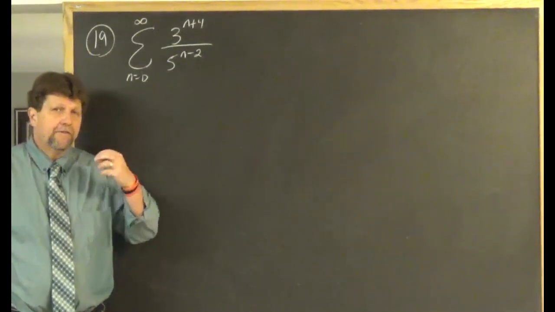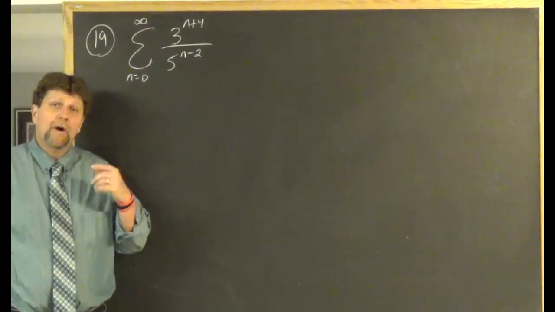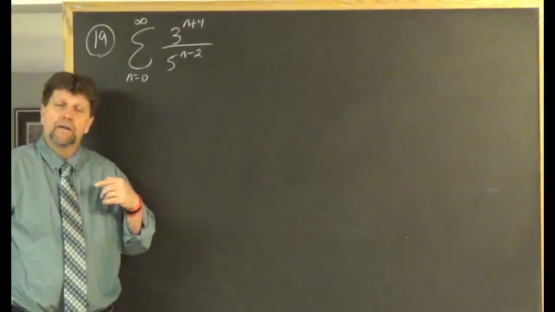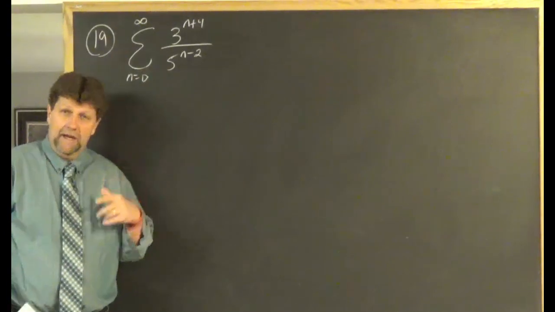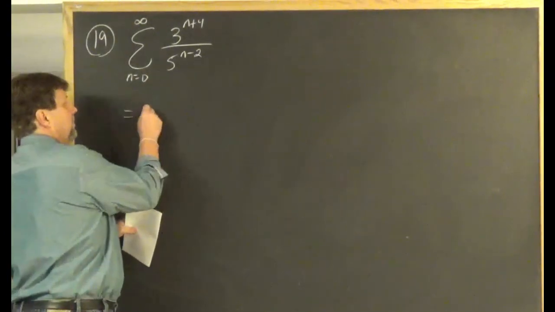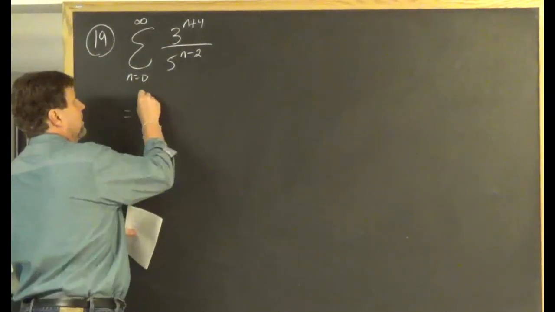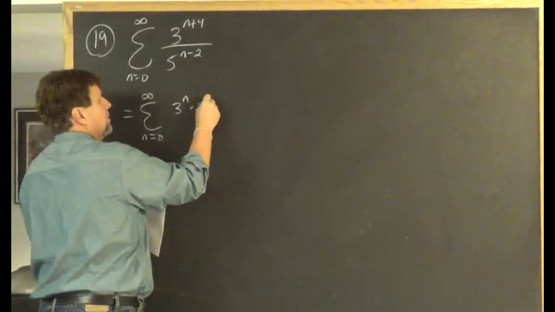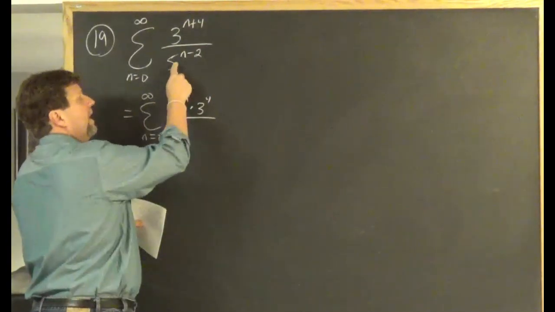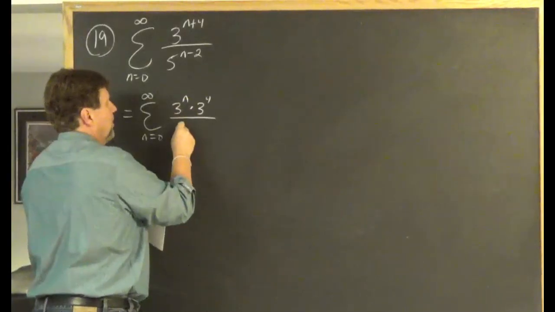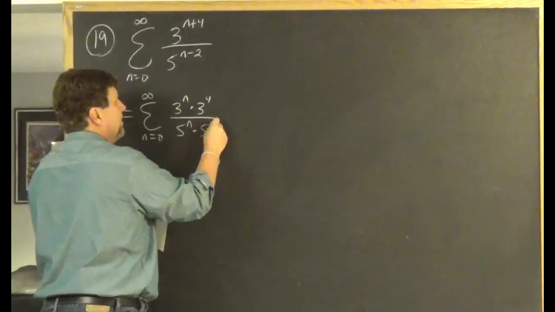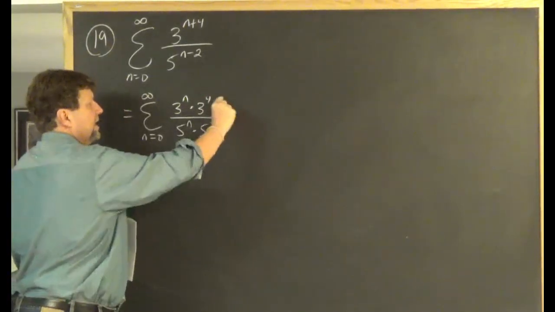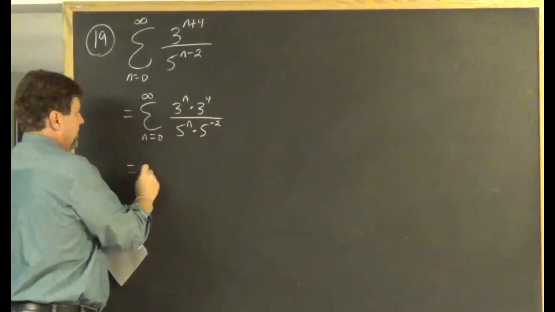So when I look at it, the first thing that pops into my head is, well, if it were just 3 to the n over 5 to the n, it's a geometric series. And I can get there by using rules of exponents. 3 to the n plus 4, well, that's 3 to the n times 3 to the 4th. 5 to the n minus 2, well, that's 5 to the n times 5 to the negative 2nd. Then I can bring 5 to the negative 2nd upstairs to make the exponent positive.